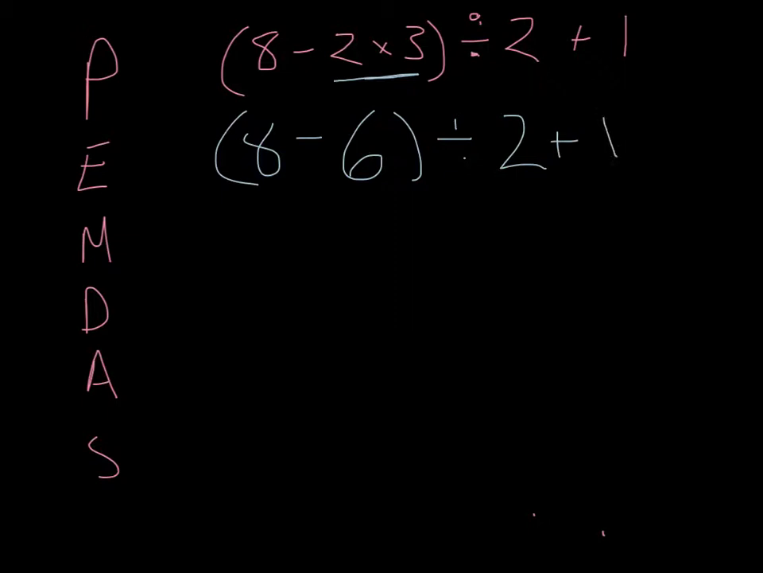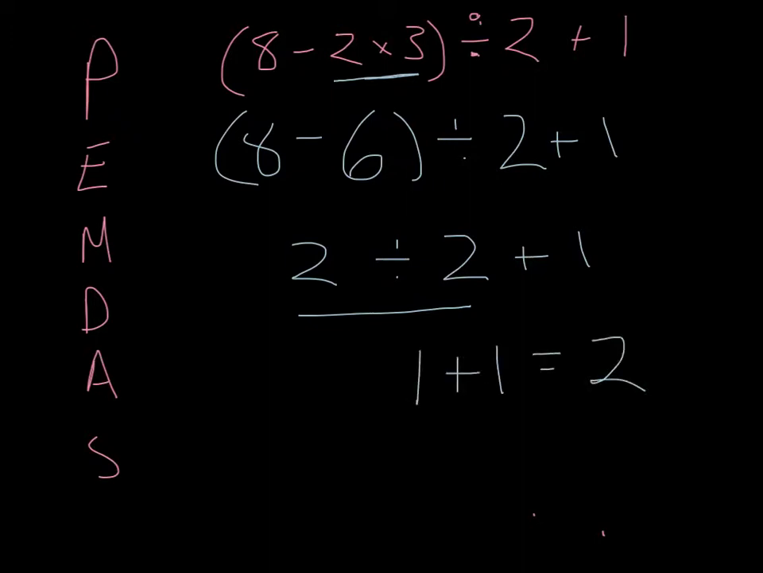We still want to finish what's in parentheses. So 8 minus 6 is 2. Divided by 2 plus 1. Now continuing with order of operations, we have to do this division first. So 2 divided by 2 is 1 plus 1 equals 2. So our answer to this whole problem up here at the top is 2 based on following order of operations.